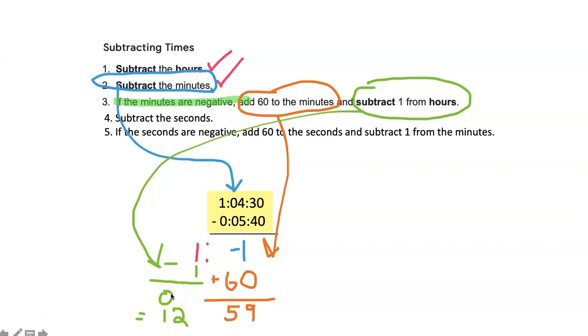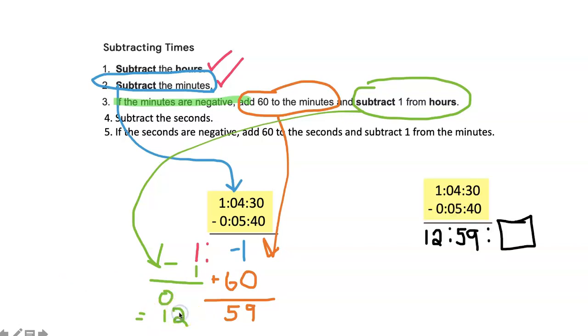But we don't really say it's 0 o'clock, right? We call that 12 o'clock. So I'm turning that into a 12 for the purpose of time. So just to clarify, because this is getting kind of messy, so far we have 12:59, but we haven't done our seconds yet.